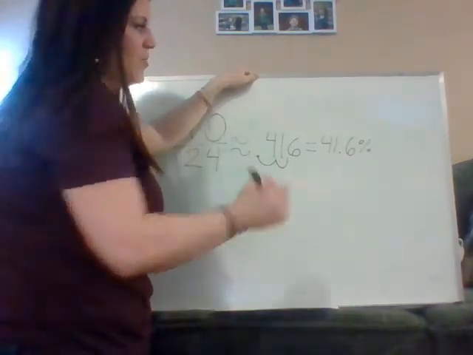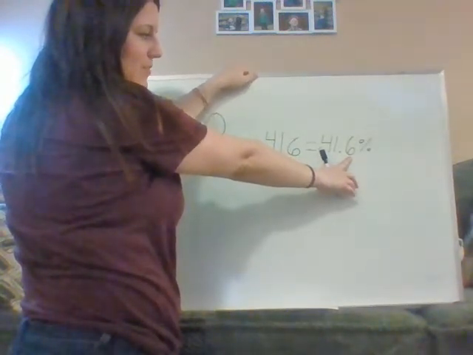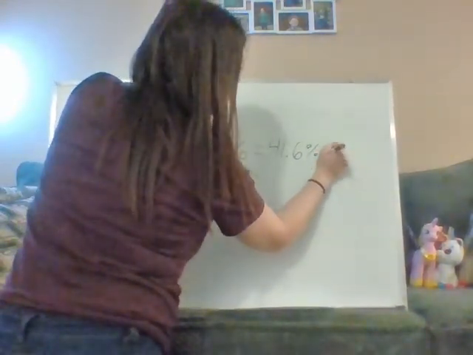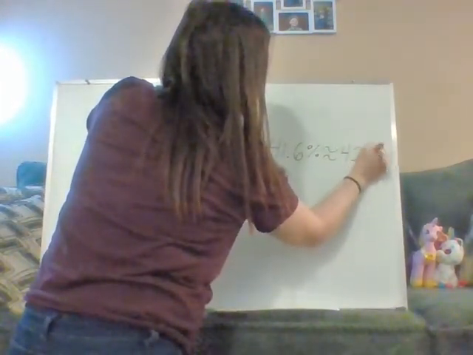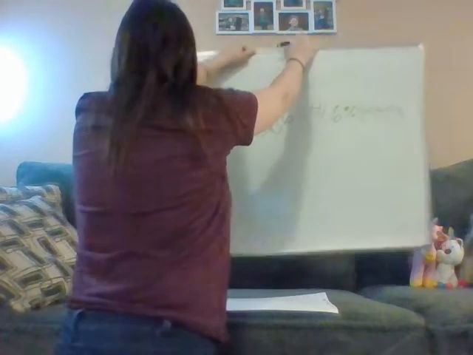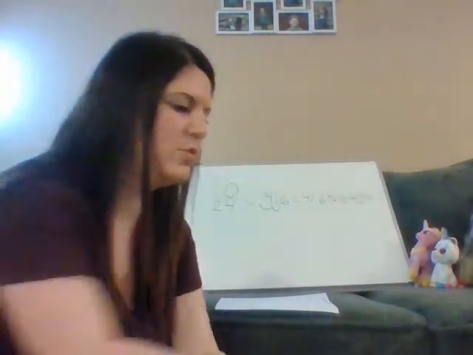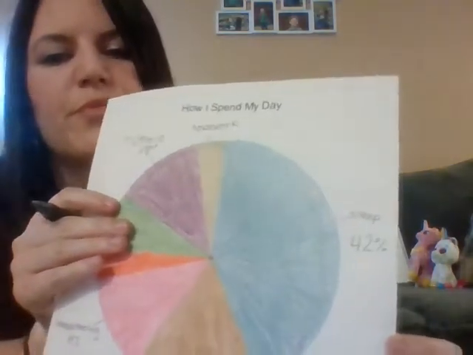So if we were to round that, we're going to look at that 6, and we know that 5 and above rounds up and 4 and below rounds down. So this 6 tells us that we're going to round this 1 up to a 2. So this will be approximately equal to 42%. That's what I would write on my pie chart. So right underneath my sleep, I'm going to write 42%. So just like that.